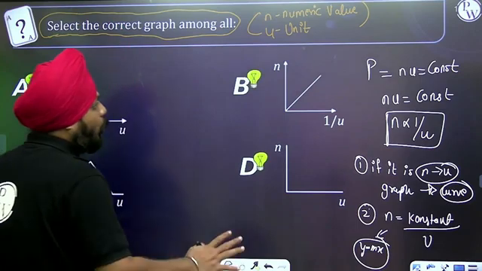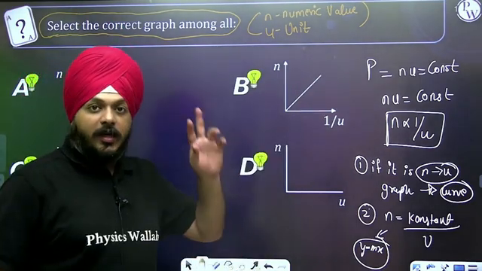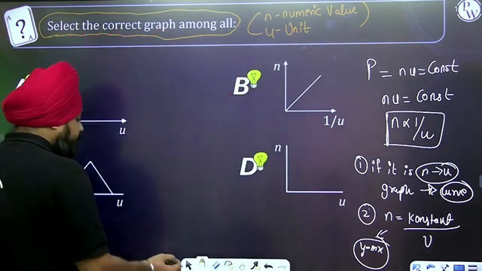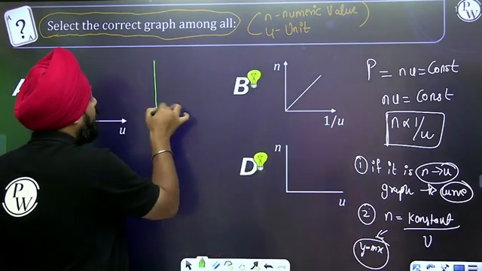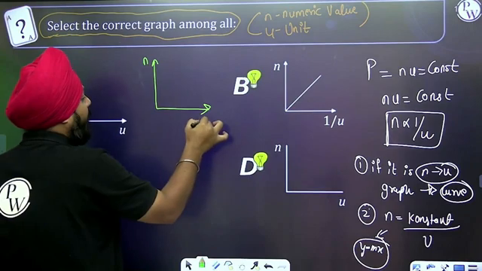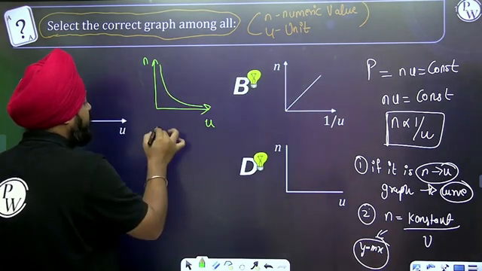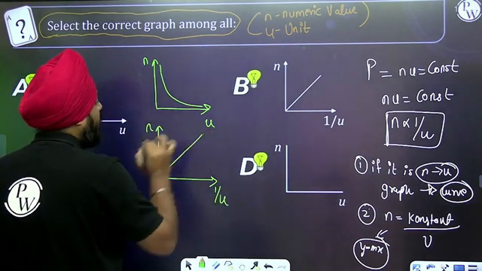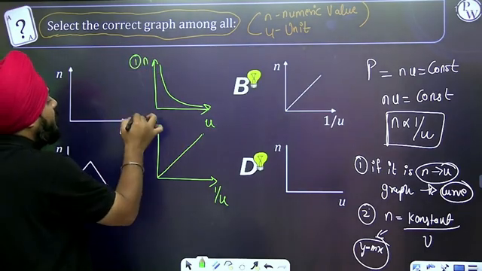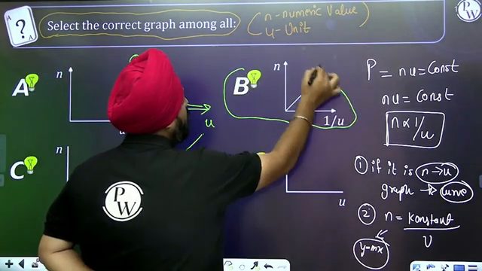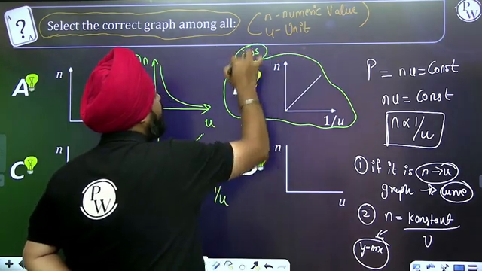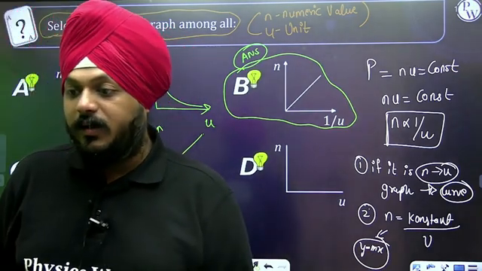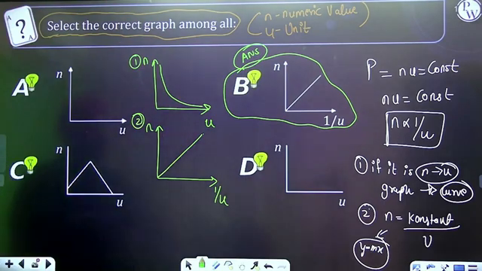So on the graph basis, only two questions come up in the examination. One, if it is an N versus U graph, it is going to be like this. Second, if it is N versus 1 by U, it is going to be a straight line. These two graphs are the only ones possible. B is the perfect answer for this specific question. Yes or no, guys? Everyone?